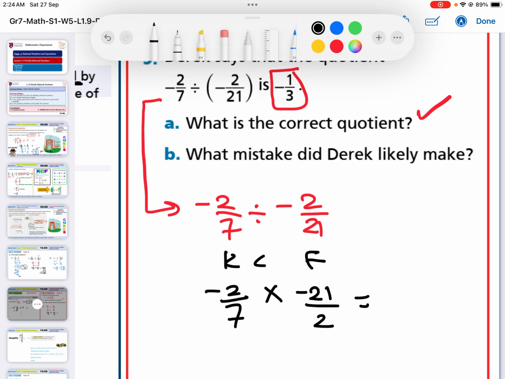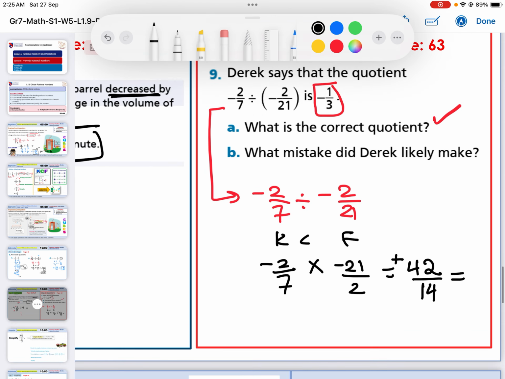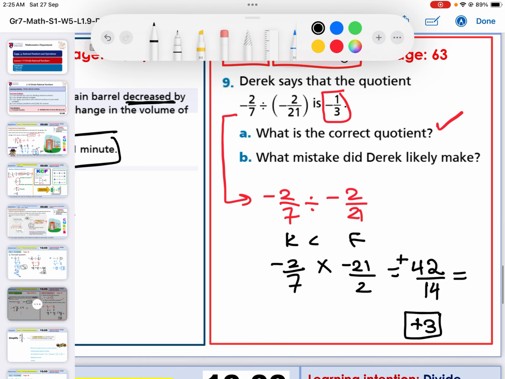21 times 2, that will be 42. And 2 times 7, that will be 14. Guys, don't forget the sign. The sign will be positive. Why? The sign is going to be positive because negative times negative equals positive. Finally, we simplify it. When you divide 42 by 14, the final answer will be positive 3. So this is your correct quotient. It's not negative 1/3, it's positive 3.